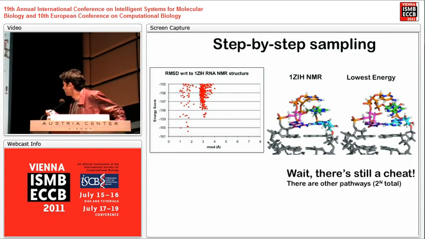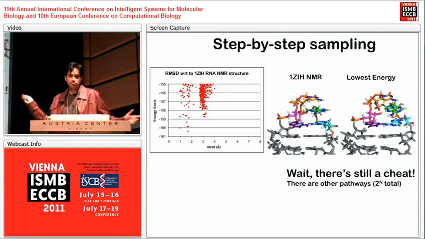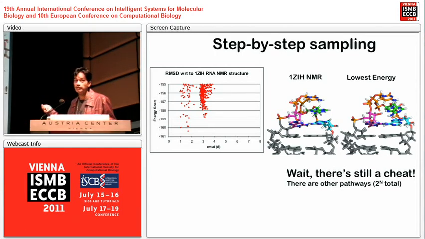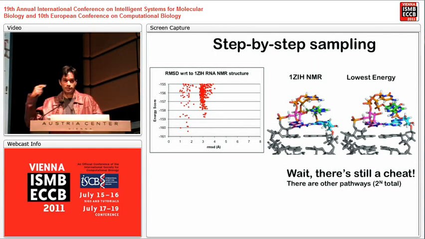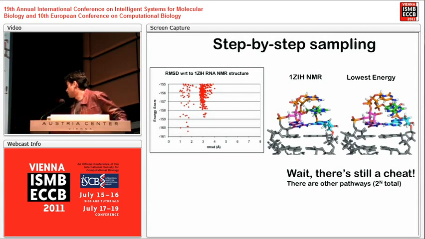I chose to build the pink one, and then the cyan one, and then the green, the orange. What if I chose pink, orange, green, cyan? I get a different set of structures by enforcing packing at each stage. And a priori, we don't know what the pathway is, and there are an exponential number of them, 2 to the n, where n is the number of residues.